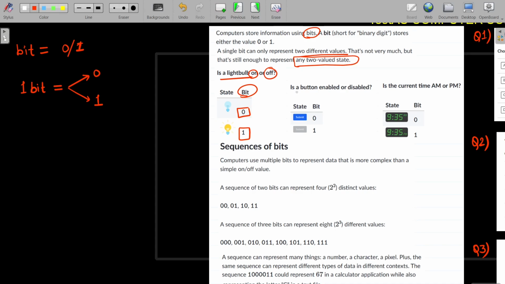Similarly, if we ask, is a button enabled or disabled? So see, either it can be enabled or disabled. So it can be stored in a single bit. Is the current time AM or PM? Only two options, AM or PM. So yes, it can be stored in a single bit.